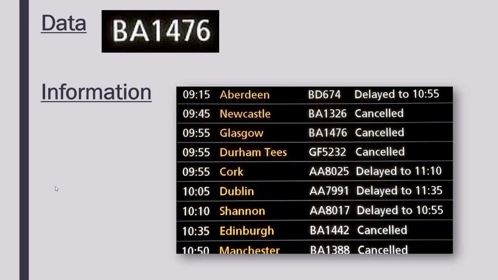This data is basically a flight number. So here it is over here. It's a flight to Glasgow, which was cancelled, unlucky. But now you've got the additional context, you know what this has come from. You may be able to use it in some program or some application. But on its own, it's not hugely useful if you've got no idea what this corresponds to. Information adds some meaning via context and structure and a code.